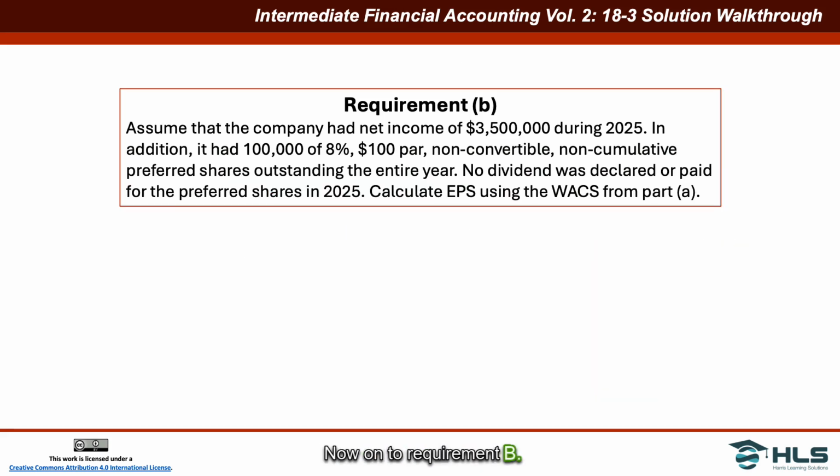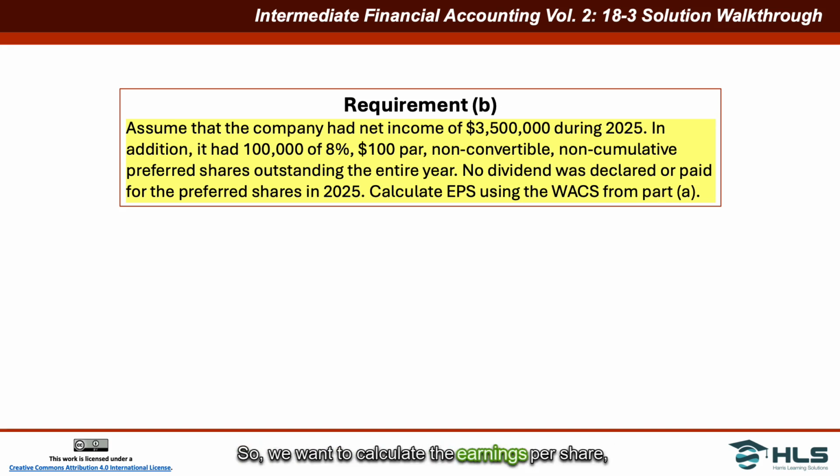Now on to requirement B. Here we're to assume that the company had net income of $3,500,000 during 2025. In addition, it had 100,000 of 8% $100 par non-convertible, non-cumulative preferred shares outstanding the entire year. No dividend was declared or paid for the preferred shares in 2025.